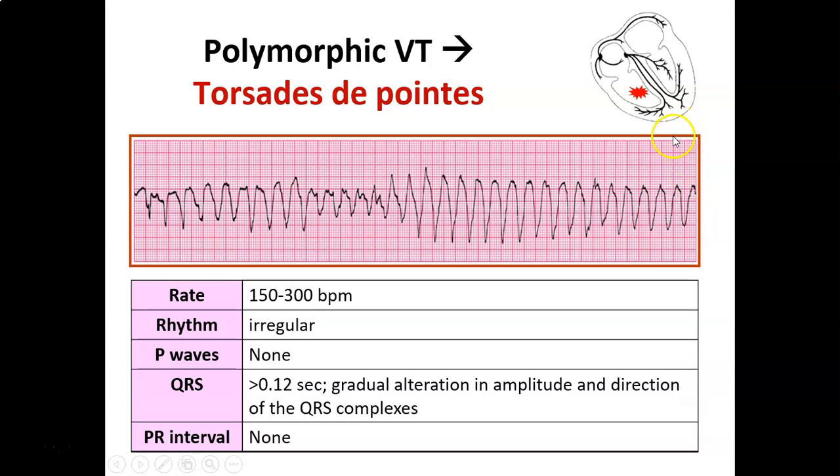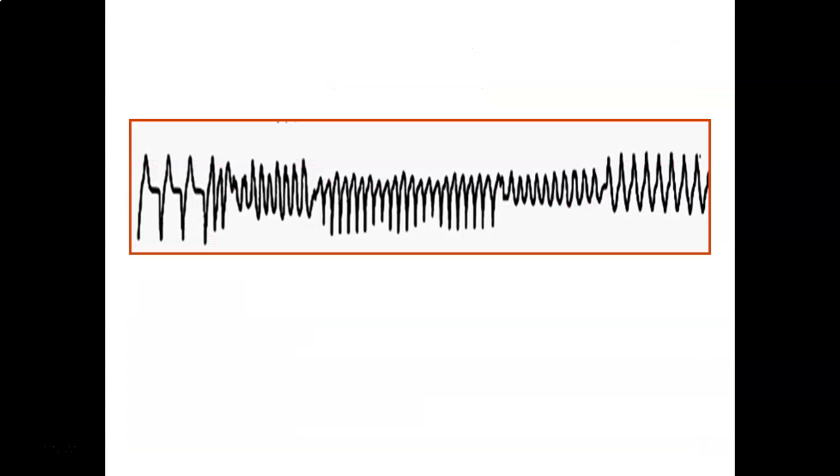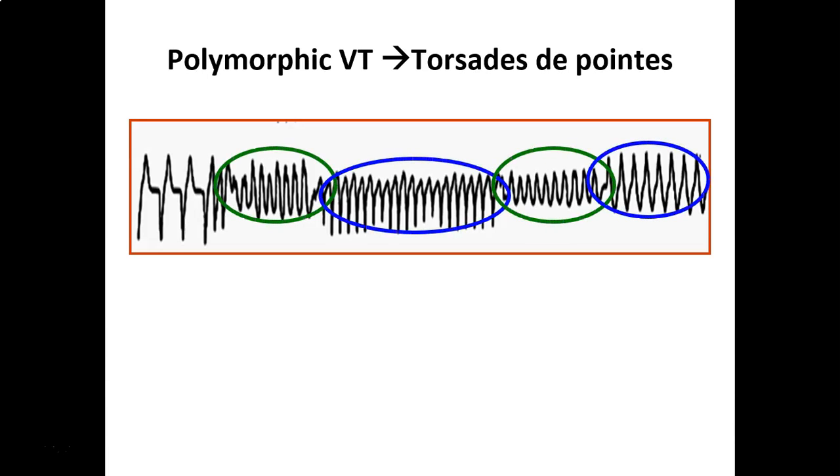Here, the important thing is there is one ectopic focus, but it's twisting around its points. So sometimes it's producing a bunch of complexes of the same shape, then a bunch of complexes of another shape, then again a bunch of complexes of different shape, because it's twisting from one point to another point, although the source is one. Look at this one. This is more clear. There is a bunch of complexes of different shapes, which gives it the polymorphic ventricular tachycardia shape. But in fact, this is Torsades de Pointes.